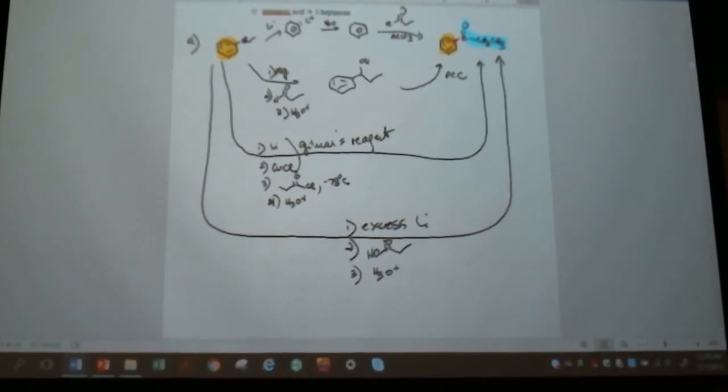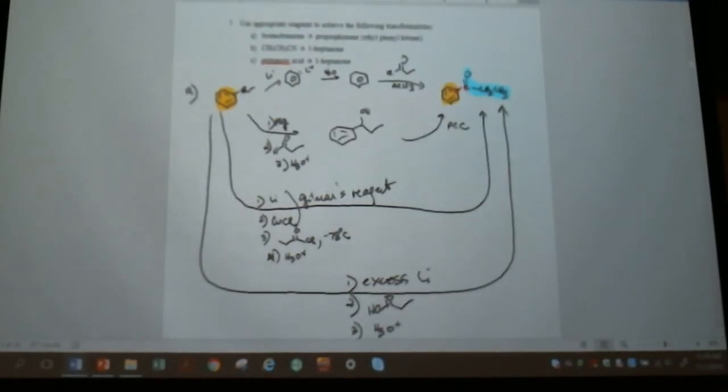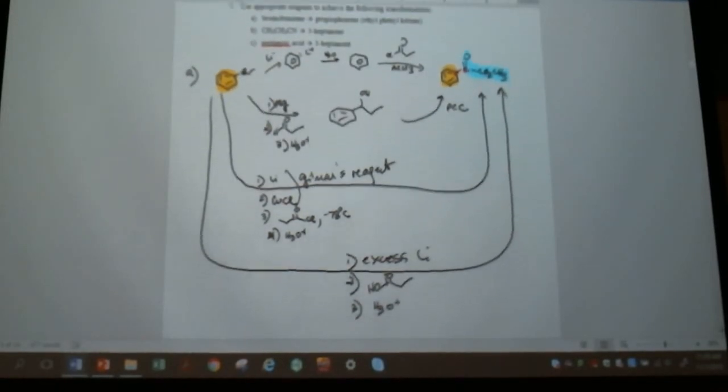If you're in industry and you're making mega amounts of this, money is an issue. So if you have a cheap reagent versus an expensive one, you go for the cheaper one. That type of thing. Okay? All right. Let's look at the second one. So propionitrile to 3-heptanone.